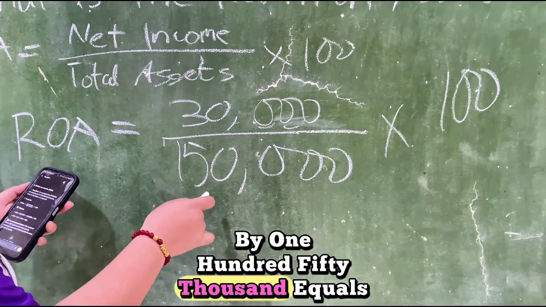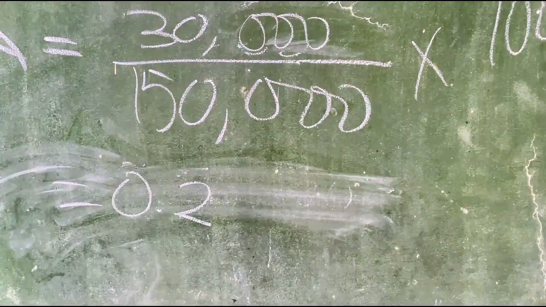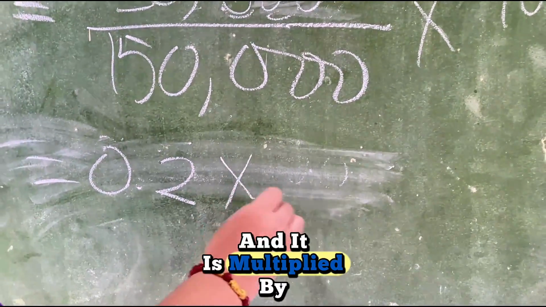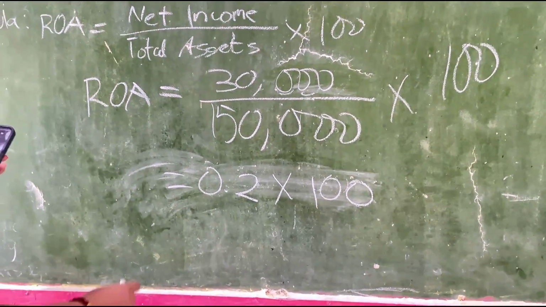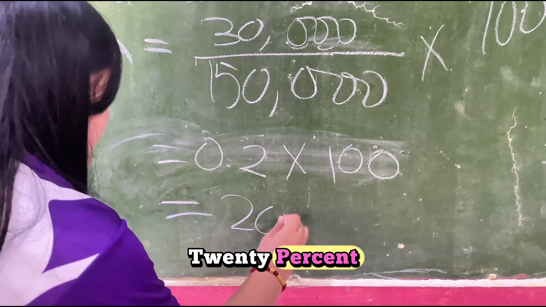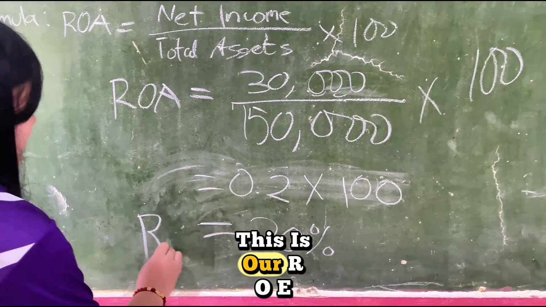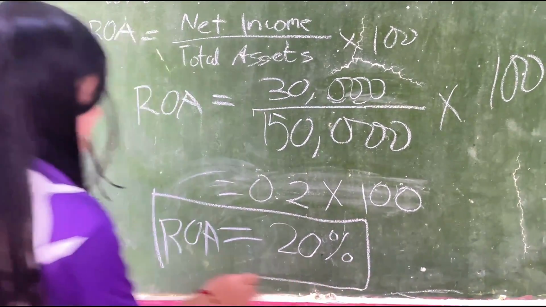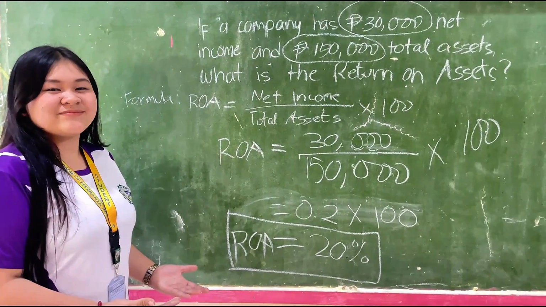30,000 over 150,000 equals 0.2. Let's bring down the 100 and it is multiplied by 100. Equivalent to 20%. This is our ROA. And this is how we solve return on assets.